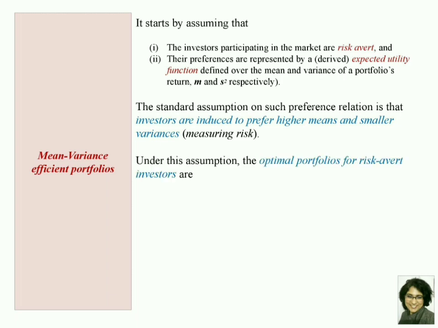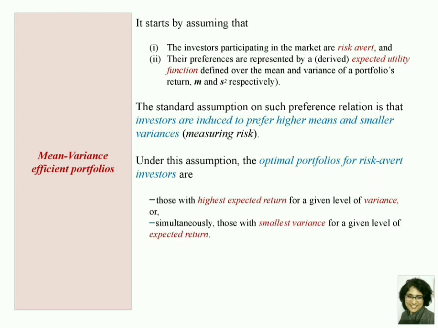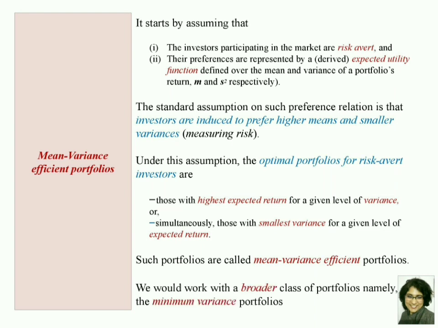Under this assumption, the optimum portfolios for risk-averse investors are those that provide the highest expected return for a given level of variance or a given level of risk, or alternatively, those with the smallest variance for a given level of expected return. Now, such portfolios are called mean variance efficient portfolios. We should be working with a broader class of portfolios that are called the minimum variance portfolios.